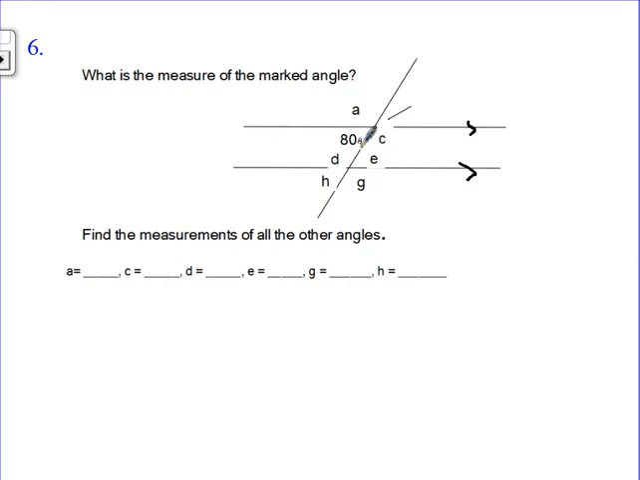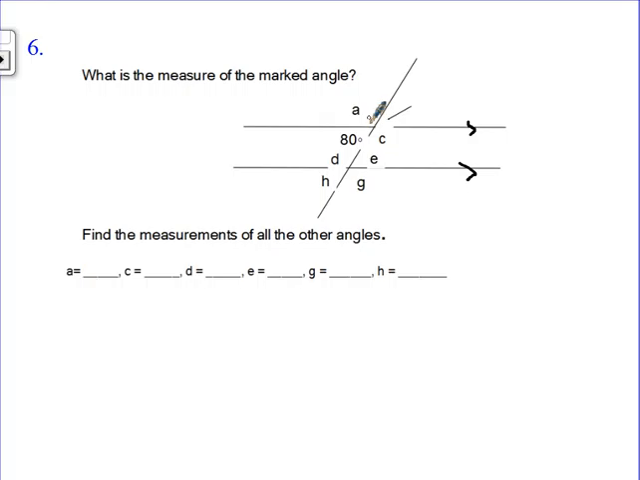Okay, so let's start with the angles that are going to be congruent to 80 degrees. Angle H is going to be congruent to 80 degrees because they are corresponding angles. H and E are vertical angles, so they would be equal to 80 degrees. So H should be 80, E should be 80. Now A should be 100 degrees. 180 minus 80 is 100.